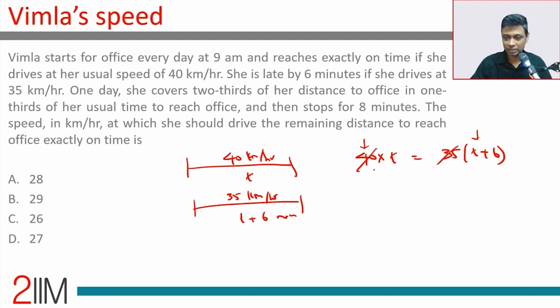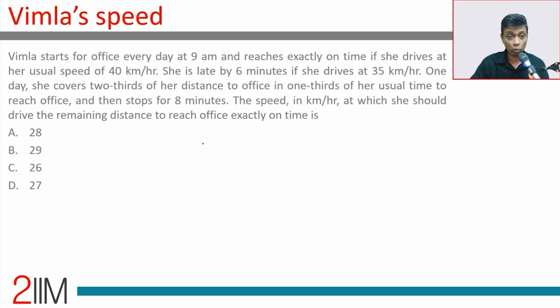So this is 8t equals 7t plus 42, or t is 42. She takes 42 minutes in this instance, 48 minutes in this instance. I straight away know that. One day she covers 2/3 of her distance to office in 1/3 of her usual time to reach office. Wonderful. So she covers 2/3 in 1/3.